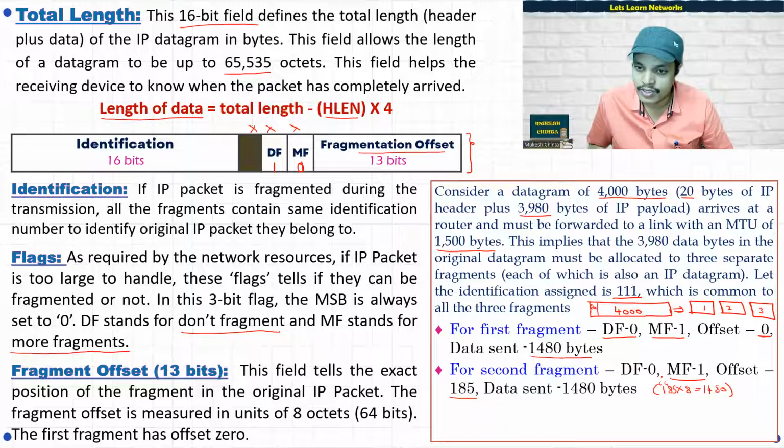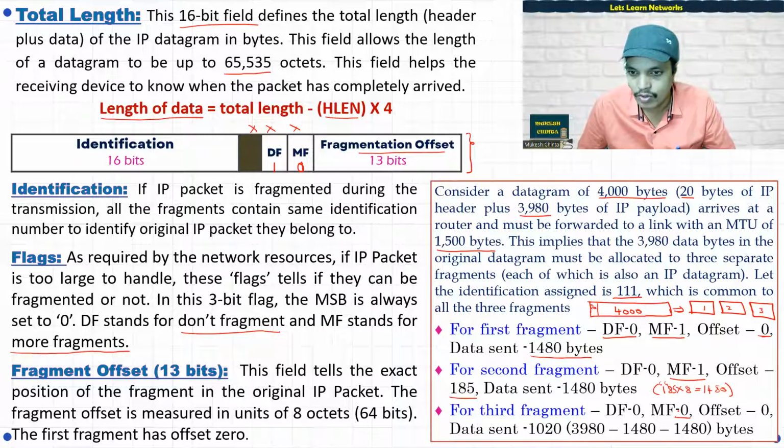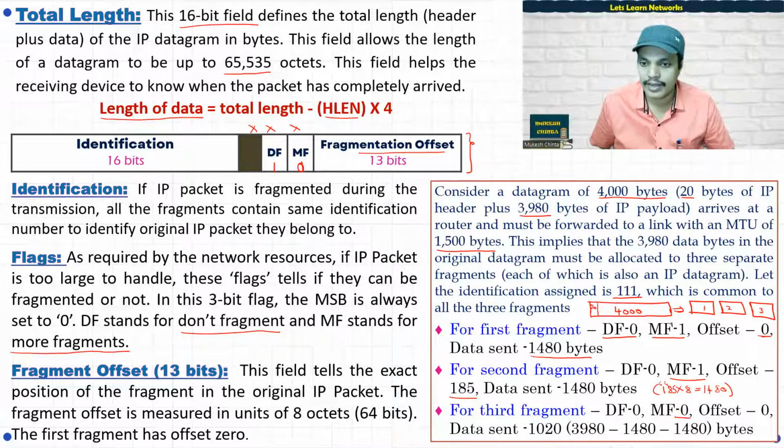So how does the receiver know this is the second one? It sees offset as 0, it will put it into the first position. It sees offset 185, puts it into the second position. And once the third fragment comes, the receiver doesn't know that this is the last fragment yet. It reads this, it says MF is 0. So once it says MF 0, automatically you have to understand that this is the last fragment and it will add towards here.